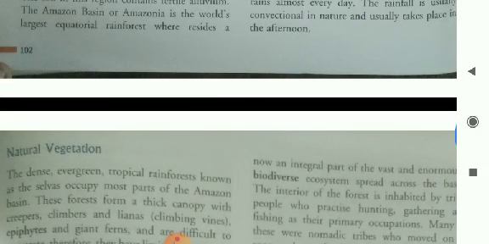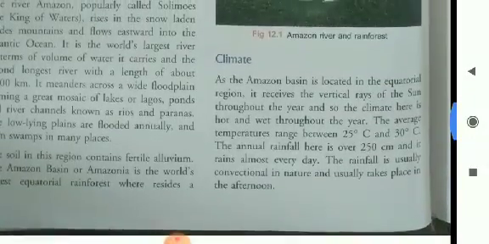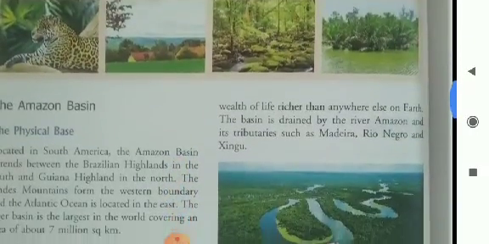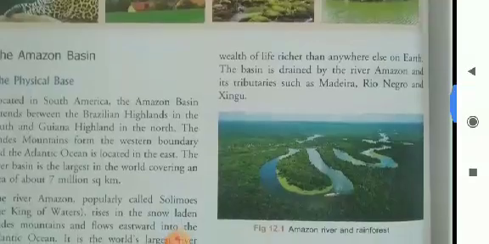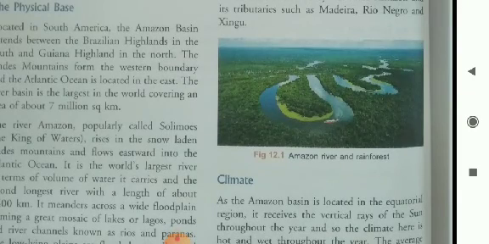The Amazon basin or Amazonia is the world's largest equatorial rainforest, where resides a wealth of life richer than anywhere else on earth. The basin is drained by the river Amazon and its tributaries such as Madeira, Rio Negro, and Xingu.